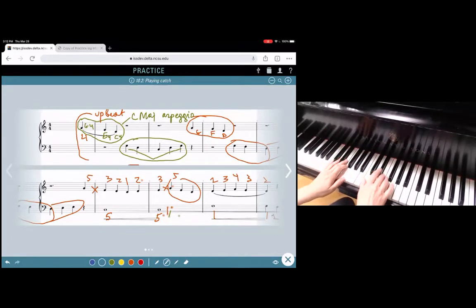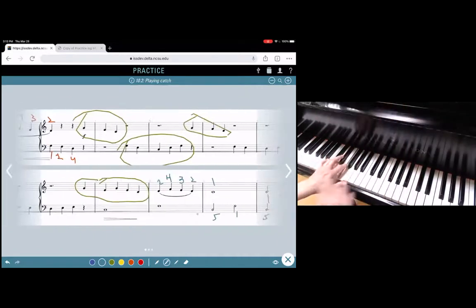Okay, let's go. So 1, 2, 3, 4. 1, 2, 3, 4. 1, 2.